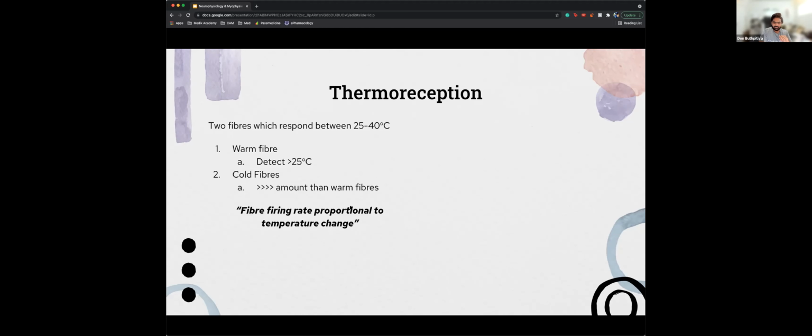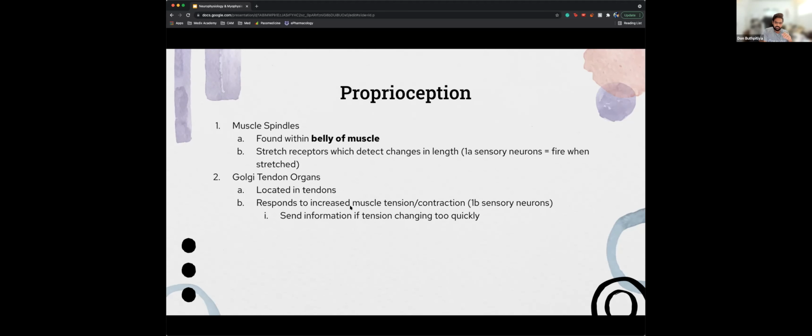Now, with proprioception, there are two main receptors that we have, which is the muscle spindles, which are found in the belly of the muscle. And these are basically stretch receptors. So it will check if we have changes in length. So are we contracting? Are we extending? Or stretching, sorry. They basically fire when they're stretched.